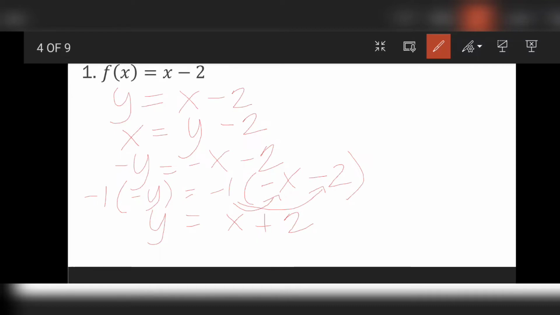So step 4, we're going to change y to f inverse of x. So we will have f inverse of x equals x plus 2. And that will be our final answer. Okay, next example.